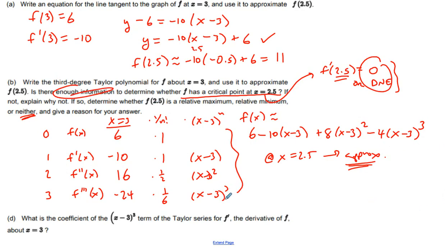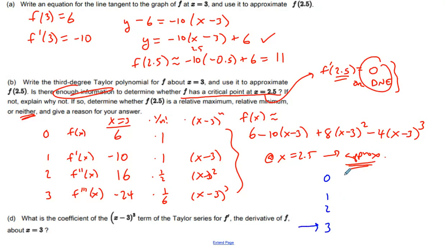Last question here. What's the coefficient of the (x minus 3) cubed term of the Taylor series for the derivative of f? So in order to figure out the derivative of f, we really could just go ahead and make a Taylor series starting over again. I'll put it down here in the bottom corner. We're looking at 0, 1, 2. We're looking for the coefficient of the cubic term that's going to come from down here.